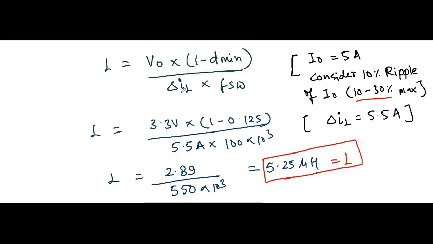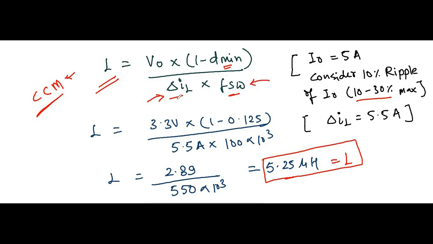Now once you get the duty cycle, how do you calculate the value of the inductor? It is very important. I'm going to use this formula for CCM, continuous conduction mode, as my buck converter is working in CCM mode. L equals Vo into 1 minus D minimum, divided by delta IL into FSW, where delta IL is the inductor ripple current and FSW is the switching frequency, which in this case is 100 kilohertz.